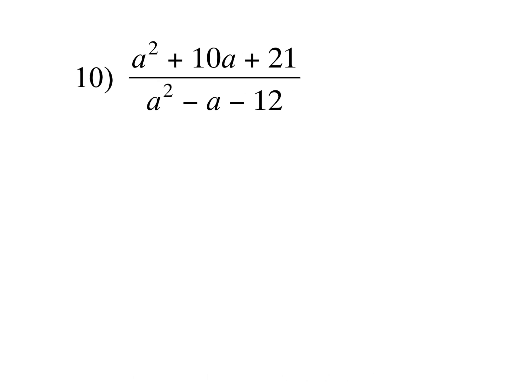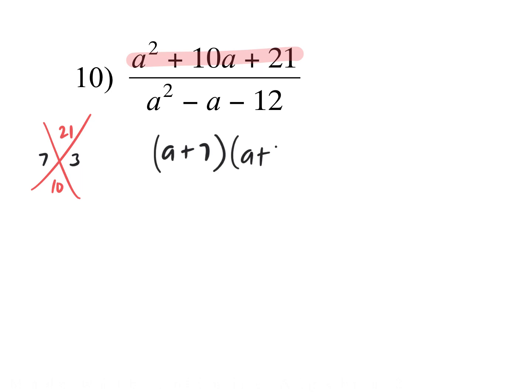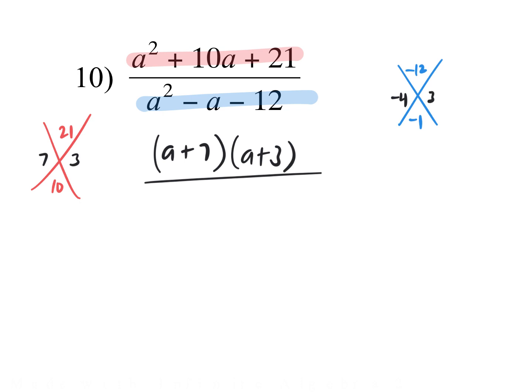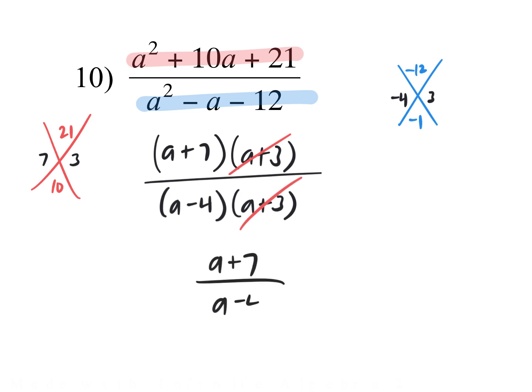Okay, got to factor that numerator. So we're looking to see what multiplies to give me 21 and adds to give me 10. We should be thinking 7 and 3. So I've got a plus 7, a plus 3, all divided by, well, now I've got to factor the denominator. So it multiplies to give us negative 12 and adds to give me negative 1. That would be negative 4, positive 3. So I've got a minus 4, and I've got a plus 3. The a plus 3s are going to go away, so I'm left with a plus 7 over a minus 4.